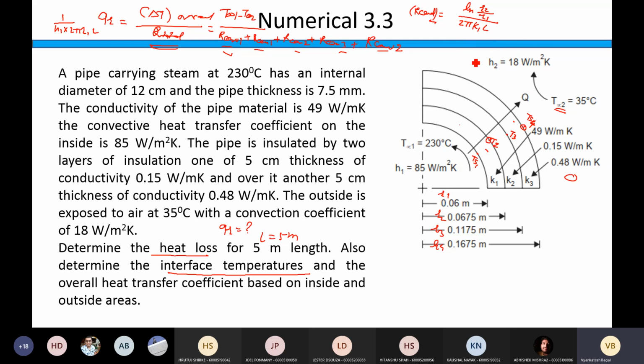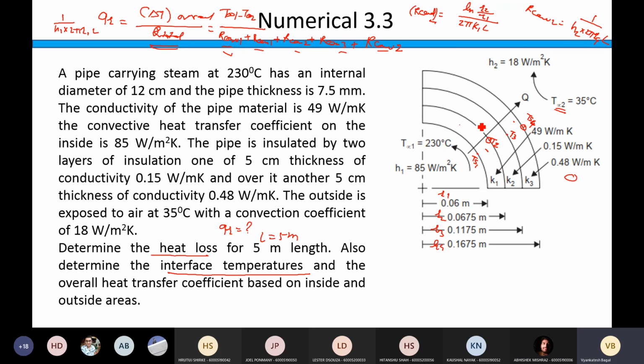And at last you will write the convection resistance of this side. So R convection 2 is 1 upon H2, this heat transfer coefficient, into A2 or A4, whatever you call this outer surface. So that area will be 2 pi R4L, right? Correct? Okay, find out.